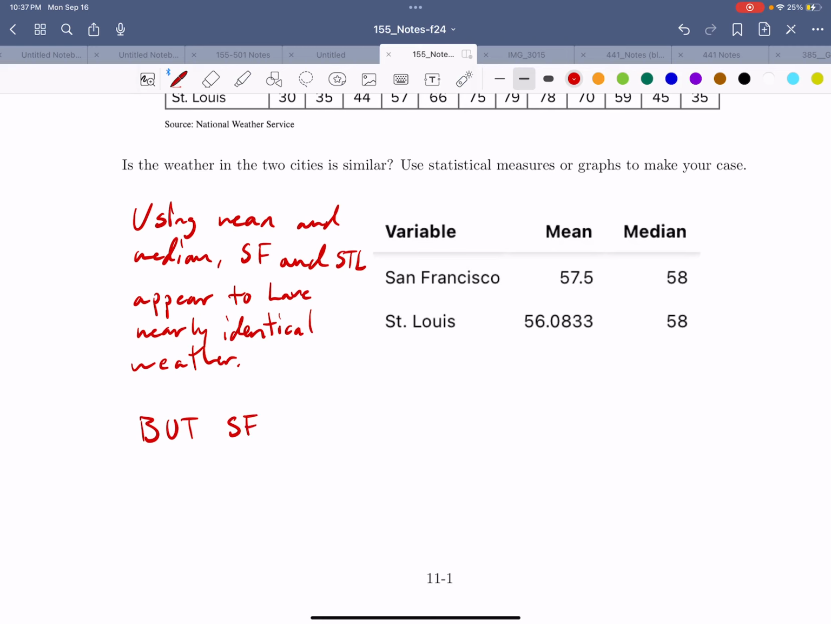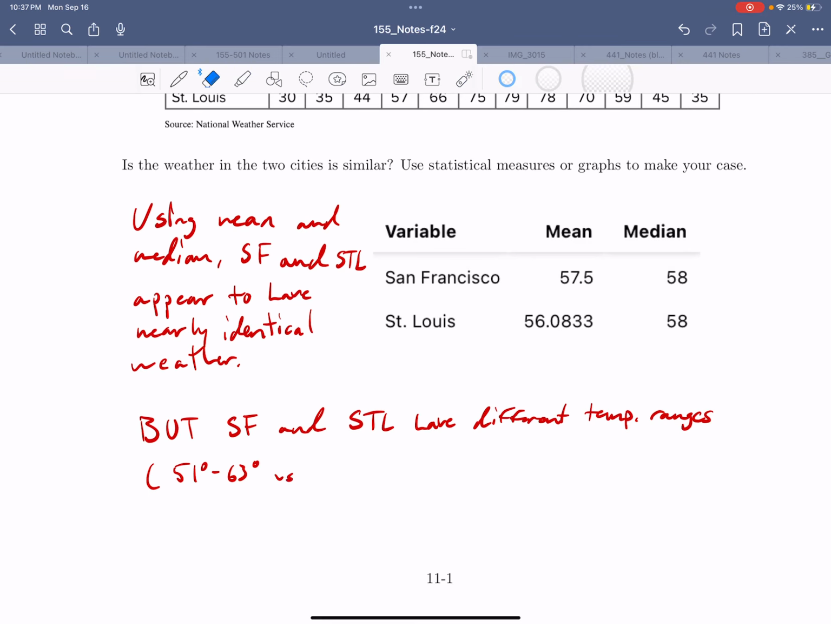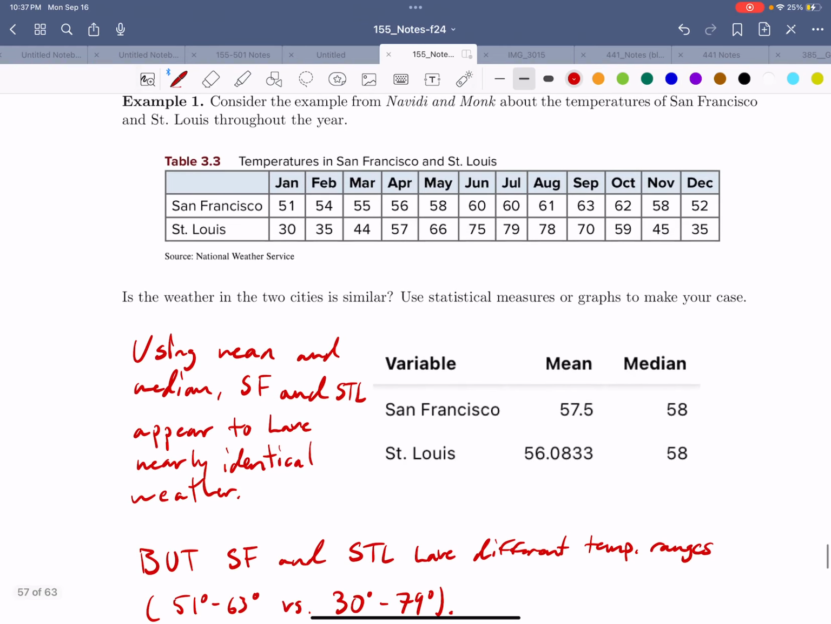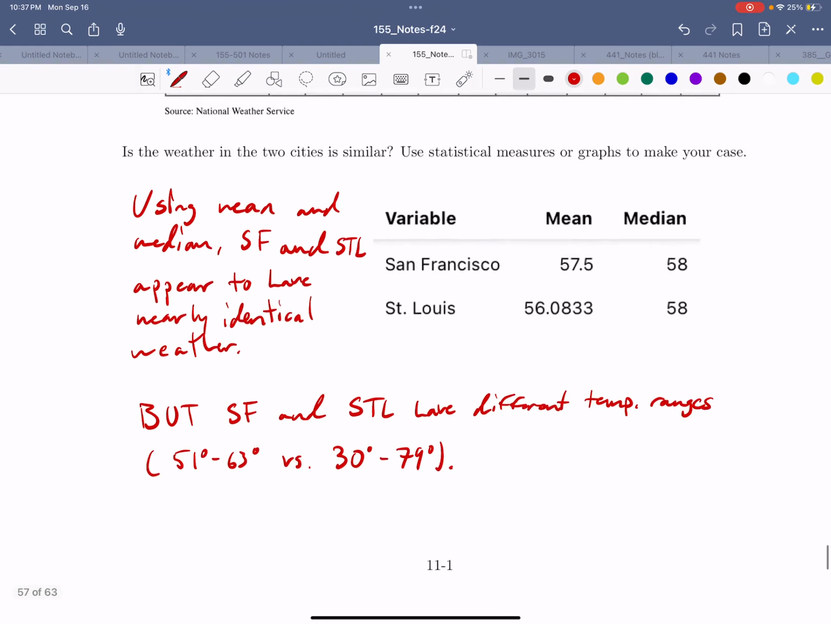But note that San Francisco and St. Louis have different temperature ranges, right? San Francisco is 51 to 63, a relatively small range, versus 30 degrees to 79 degrees. Right. So maybe there's a little bit more going on here.